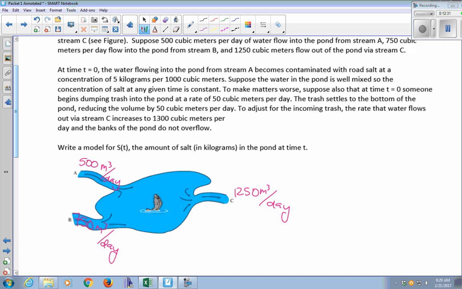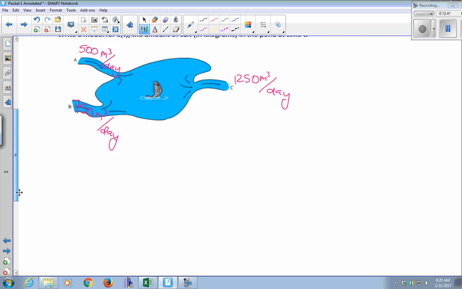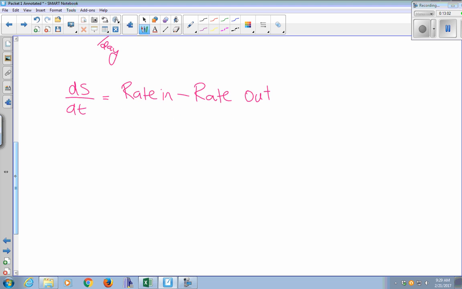All right, so we want to write a model for S of t, which is the amount of salt in kilograms in the pond at time t. So we know some information about how S of t is changing. So we're writing a differential equation, dS/dt. And just like our last rate problem, it's rate in minus rate out. Okay, so we want to figure out what is the rate that salt is entering the pond.